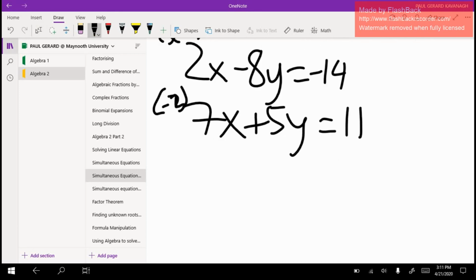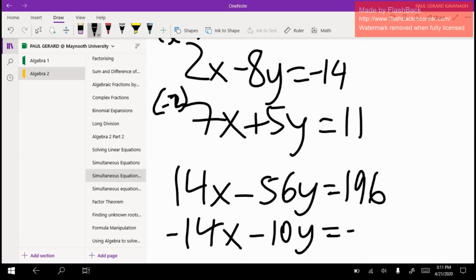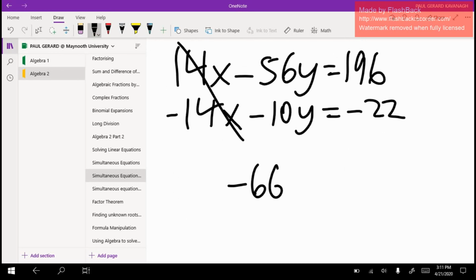Take out the x's. So 35x minus 56y equal to minus 98. Now the bottom one by minus 5 is going to be minus 35x minus 25y going to be minus 55. What you do is you cancel your x's, and you get minus 81y equal to minus 153. So you can just get your calculator out and divide to get your y.